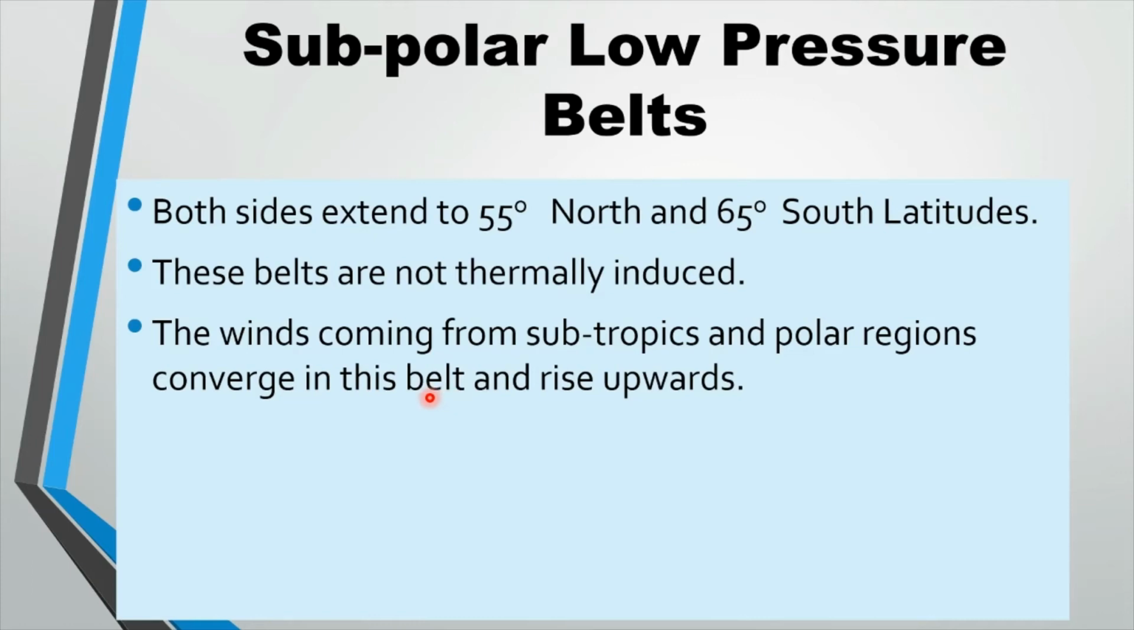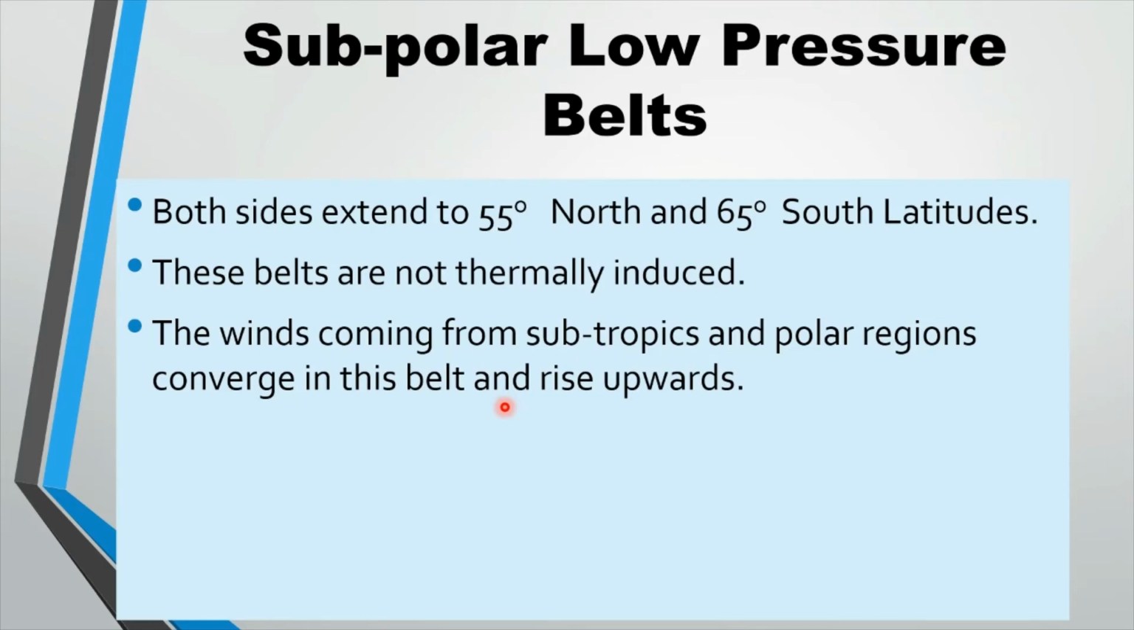So we can see that wind coming from subtropics and polar regions, and here convergence again occurs. That means mixing occurs in this belt, and the air will be rising upward. Okay, so that is why this is having low pressure area, that means low pressure belt. Pay attention, these winds coming from subtropics and polar regions converge in this belt and rise up.